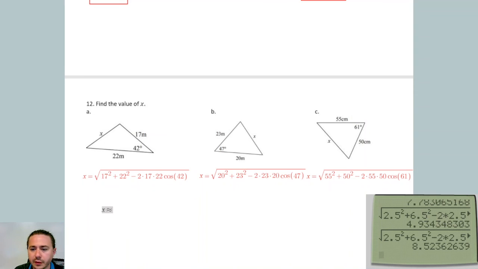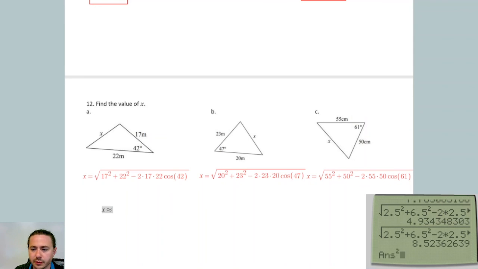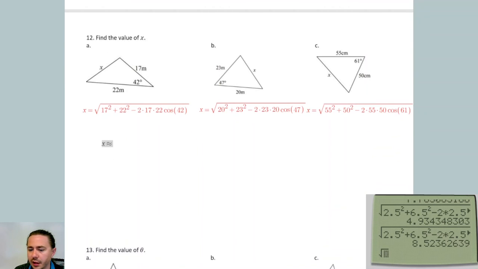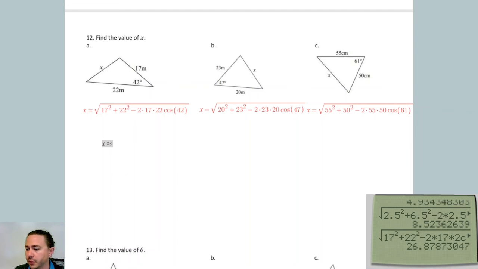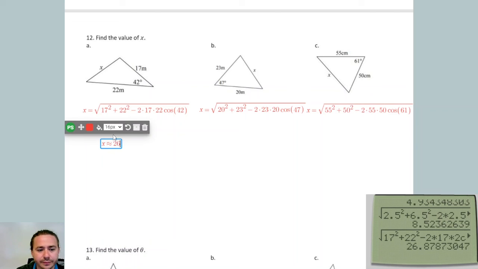Let's find out. So the square root of 17 squared plus 22 squared minus, here's the big deal here, times 2. Okay, got to include that 2 or else we're going to get the wrong answer. Times 17 times 22 times the cosine of 42. So, okay, we get about 26.9 meters.